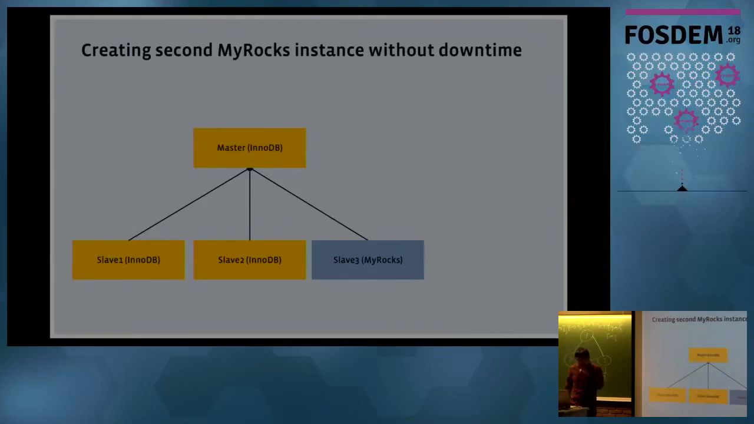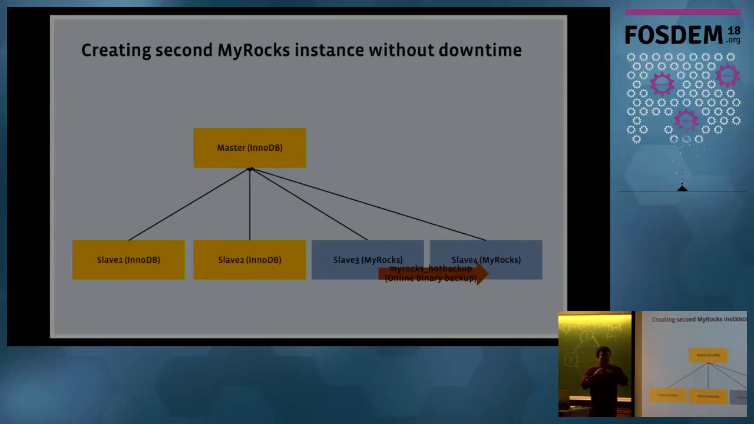The second step was creating a second MyRocks instance without downtime. This was pretty easy because the first MyRocks instance was ready. To copy to another MyRocks instance, we created an online backup tool called MyRocks Hot Backup, which is also open source. We used this tool to copy from the first MyRocks to the second MyRocks.